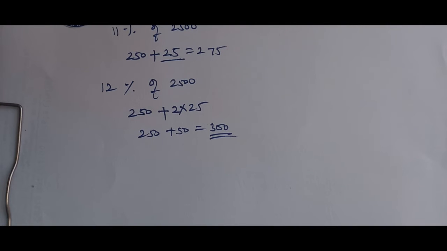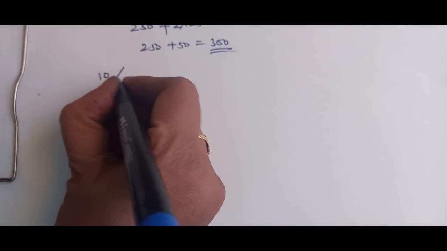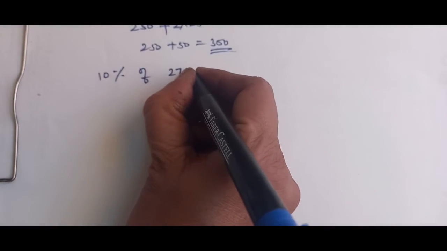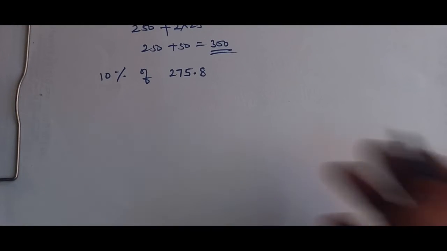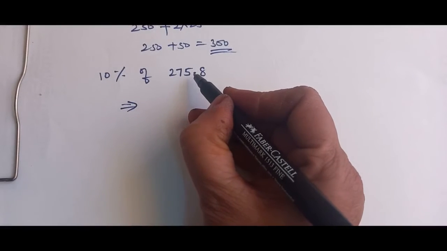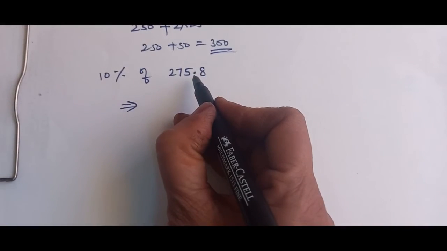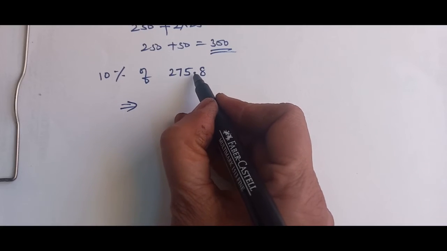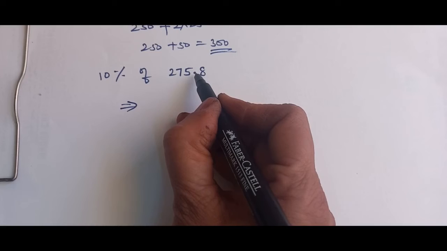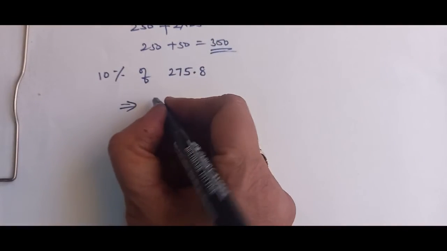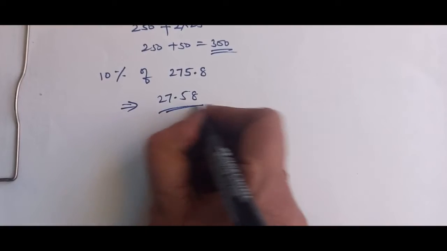Now, let's see decimals now. How to do if we get decimal numbers? Let's take 10% of 275.8. Okay. How to do? You forget about the point. If you have a point here, for 10% we need to keep the decimal before 1 digit. So already we have a point after 1 digit. Just move this point before 1 digit. That means 27.58 is the answer.